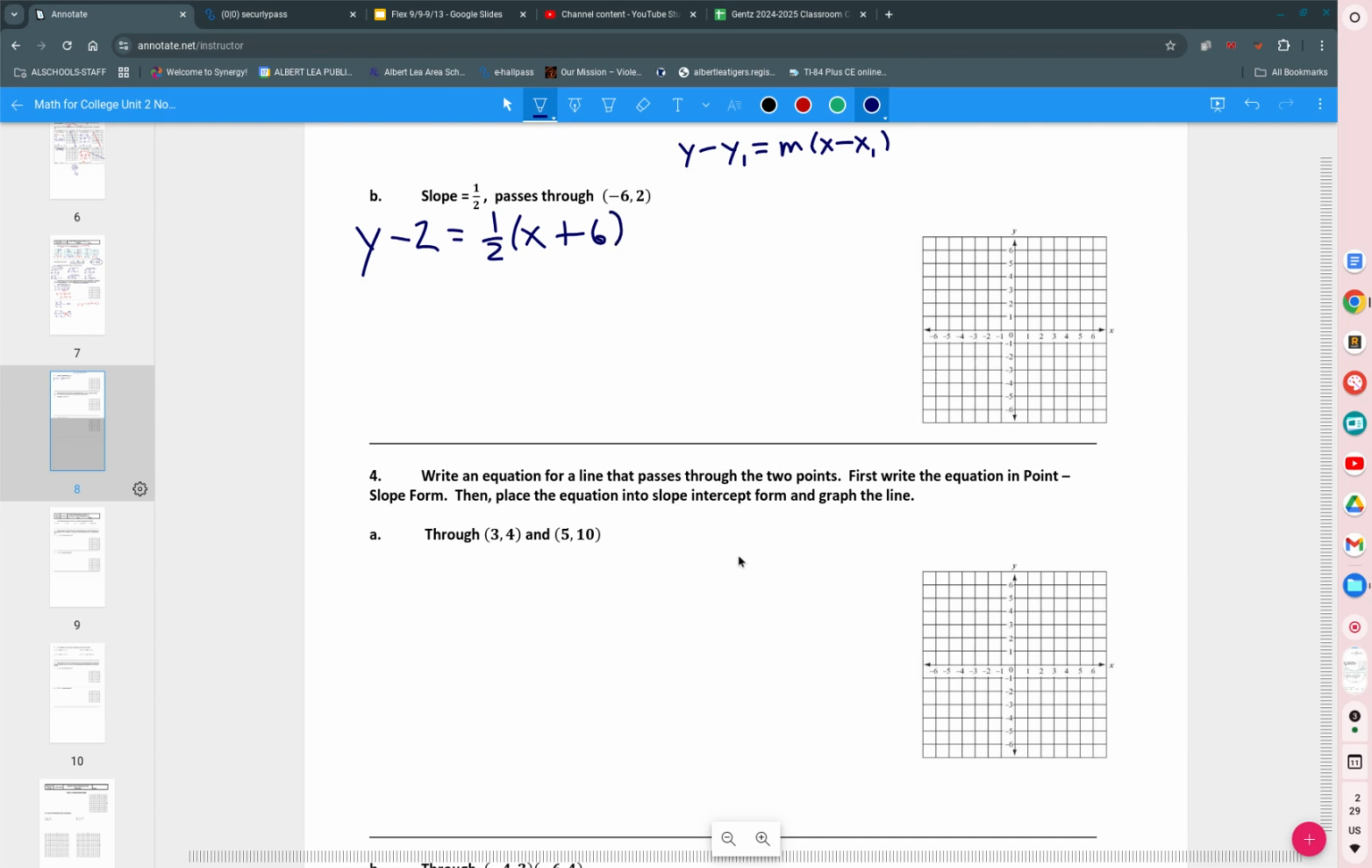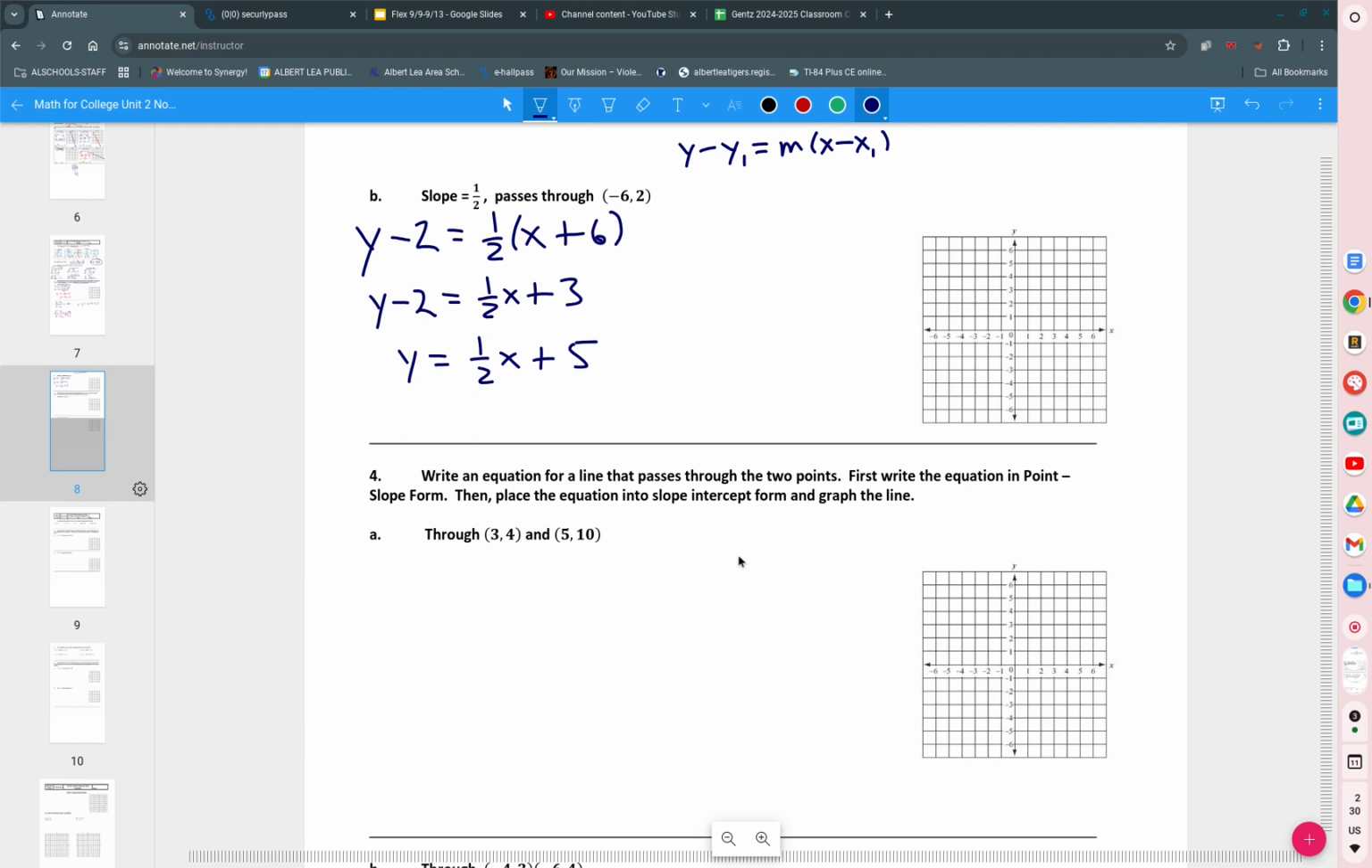Now that we have that form, we can put it into slope-intercept form. So y minus 2 equals 1/2 x plus 3. Add the 2, y is equal to 1/2 x plus 5. Everybody good with writing an equation in slope-intercept form like that?